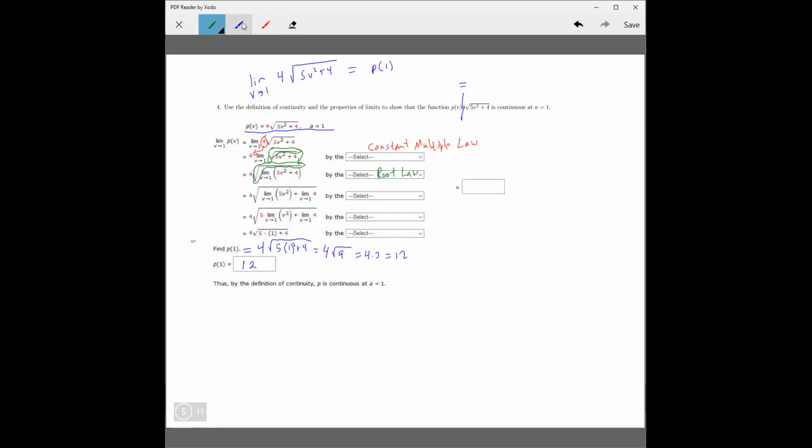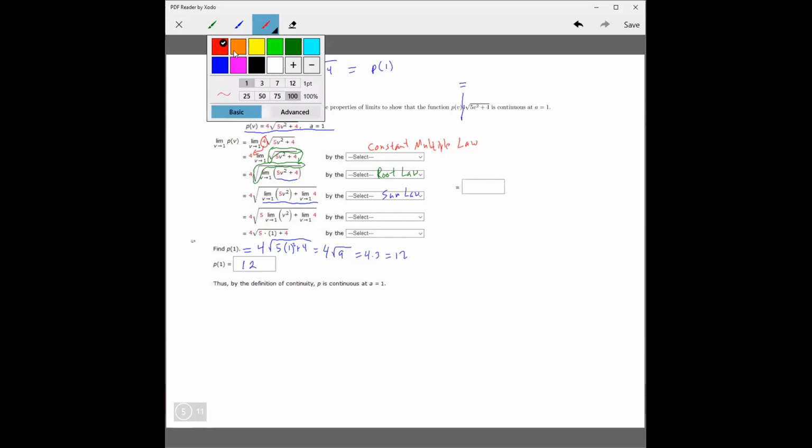Okay, then, let's see, what do we do next? So then this sum was split up into these two. So we took a sum and we split it up into two limits. So that's the sum law. Okay, then what they did was this 5 right here came out there. So that's the constant multiple law again.